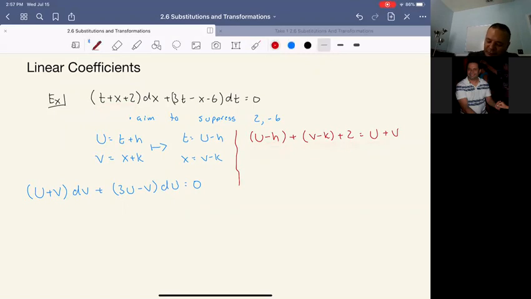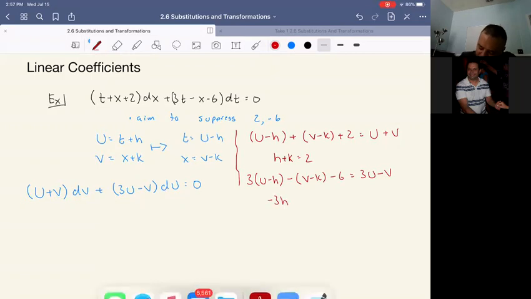Okay, so this gives us h plus k equals 2. The second equation is going to be 3 times (u minus h) minus (v minus k) minus 6 should equal 3u minus v. So we're going to get negative 3h plus k should equal 6.